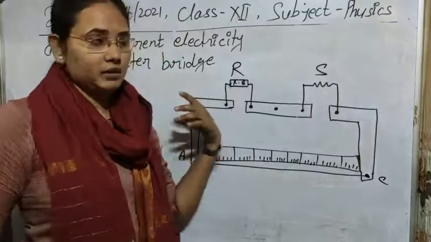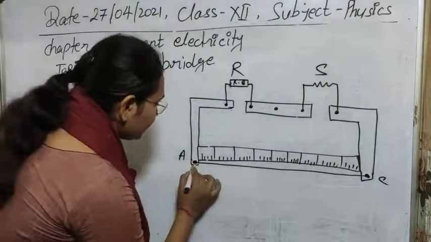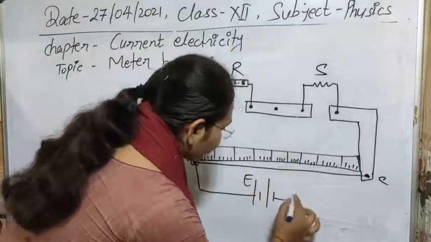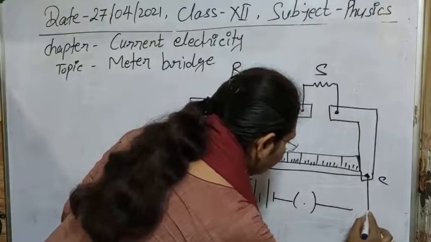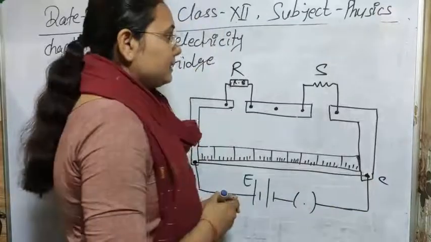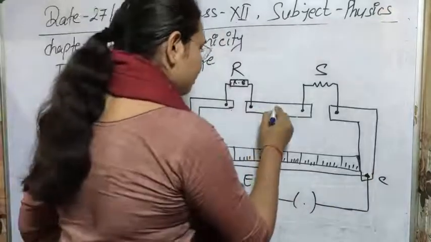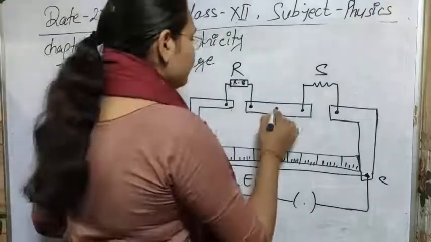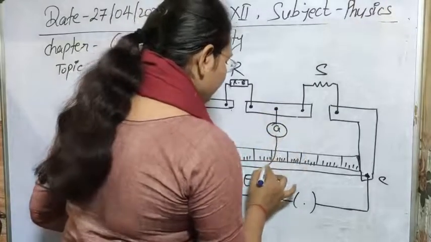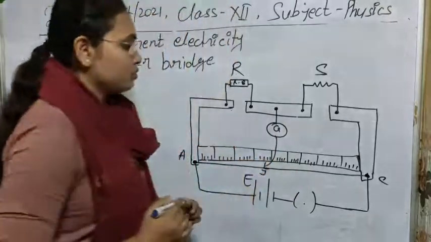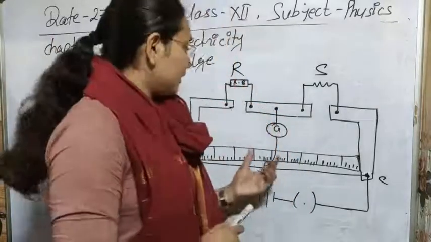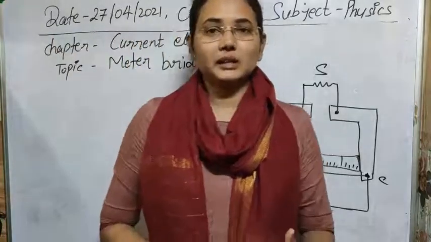Next thing, here between these 2 points we can connect a battery by using a key also. So in this way we can connect a battery and a key between 2 points AC. And one more thing here, between these 2 points we are connecting a galvanometer, and by using the galvanometer we are again connecting it to a jockey. So let me tell the detail of the devices that we are using in the meter bridge experiment.